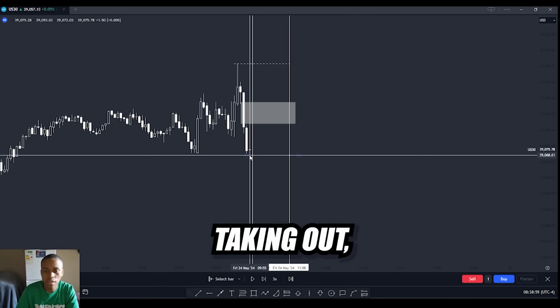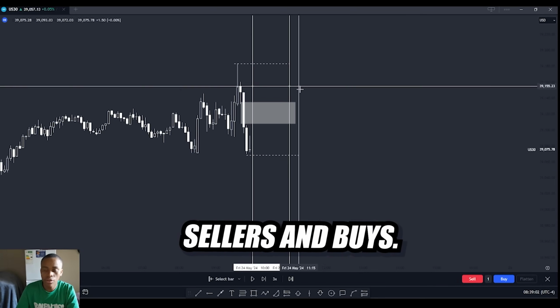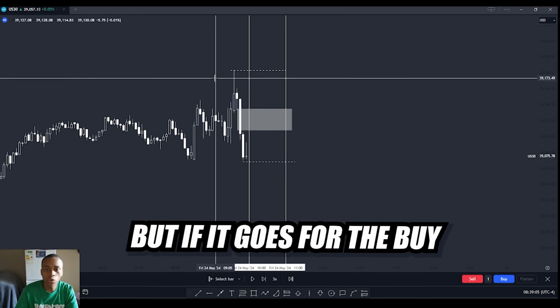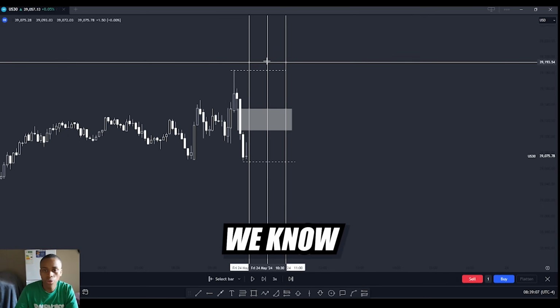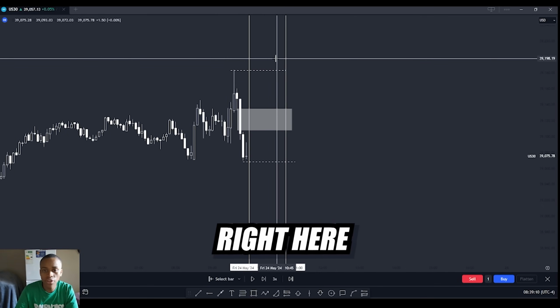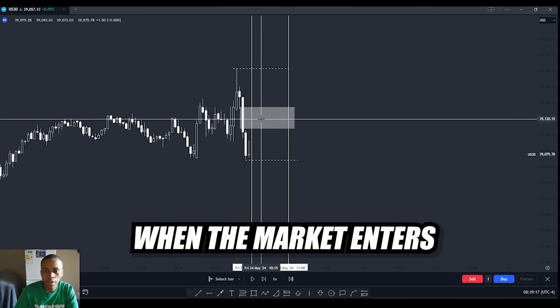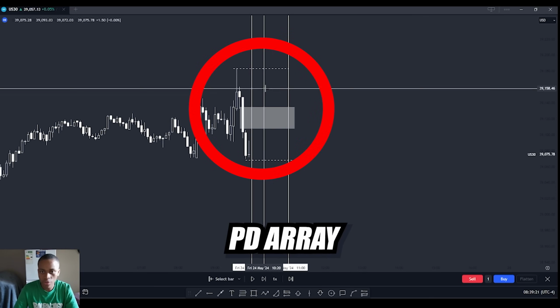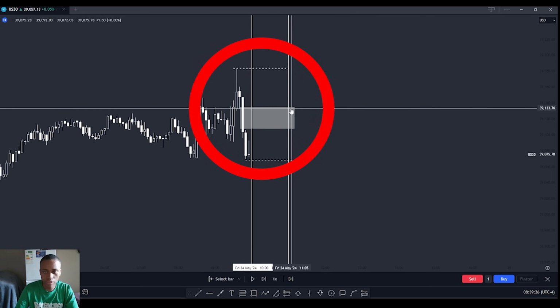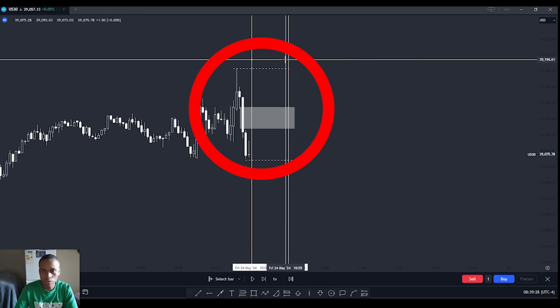Because it's basically taking out sellers and going for buys. But if it goes for the buy side liquidity, we know it's taking out buyers right here and going to sell. Now let's see what happens when the market enters our period, the time frame that we're basically focusing on, which is from 10 to 11, right?